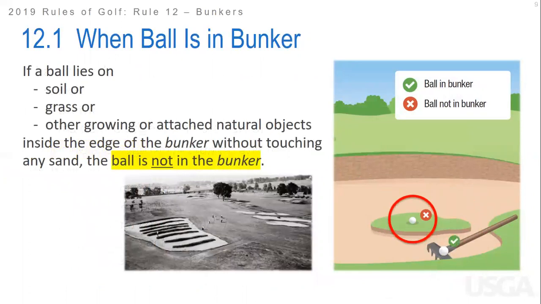There are other times when a ball might be inside the edge of a bunker, but is resting on grass or soil or other growing or attached natural objects. An example of this would be church pew bunkers. In that case, the ball would be considered part of the general area, and all the normal actions, such as taking practice swings and grounding your club, still apply.